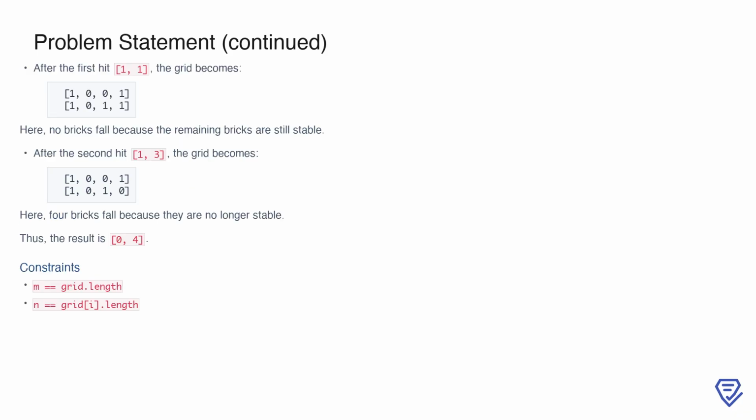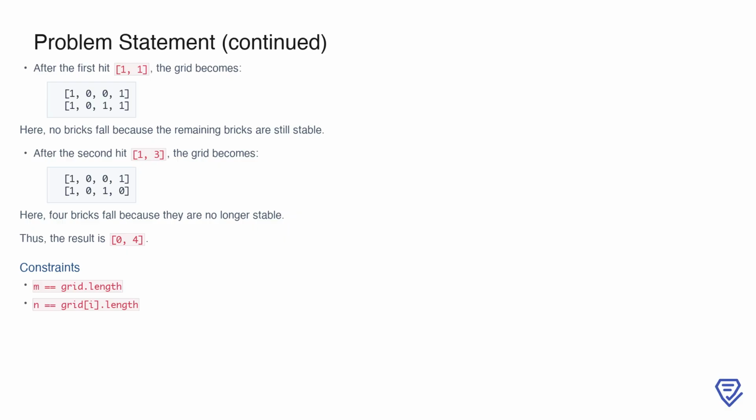To summarize the reasoning for the second example, after processing each hit, we observe the changes in the grid and the stability of the bricks. The first hit does not cause any bricks to fall, while the second hit results in multiple bricks losing their stability. This demonstrates how the number of falling bricks depends on the connectivity of the grid and the order in which the hits are applied. Understanding this example helps solidify the approach we'll need to take to solve the problem efficiently, especially for larger grids and longer hit sequences.